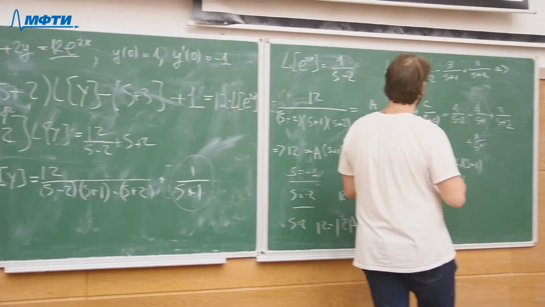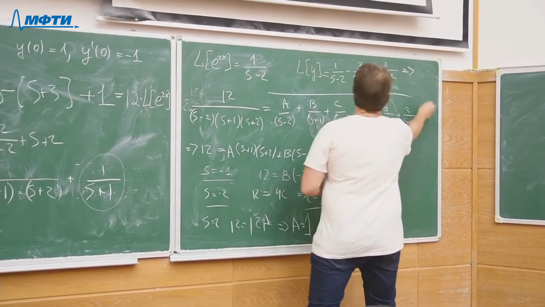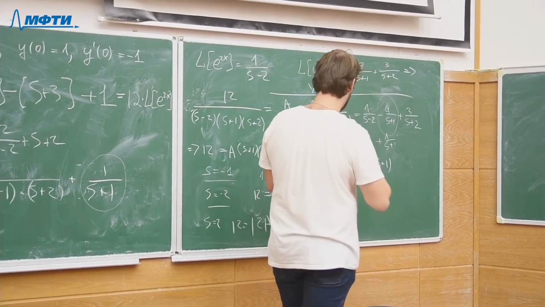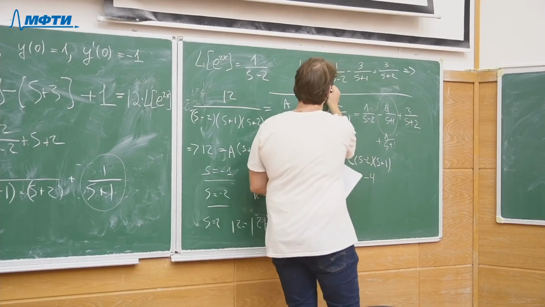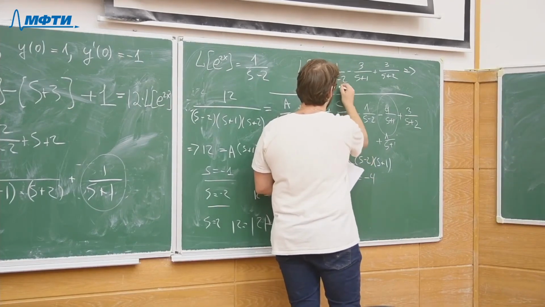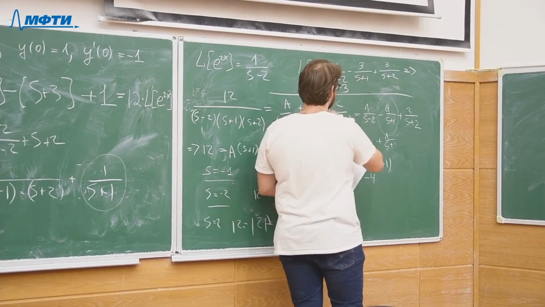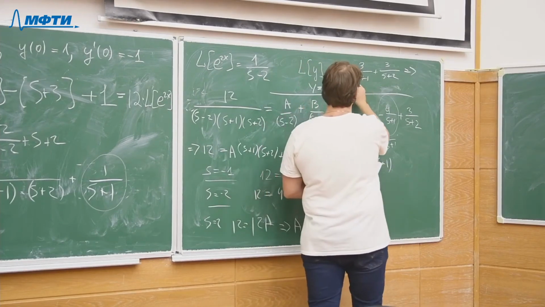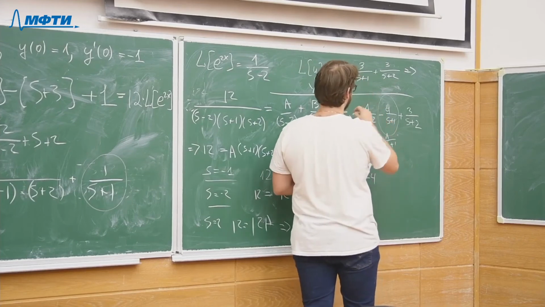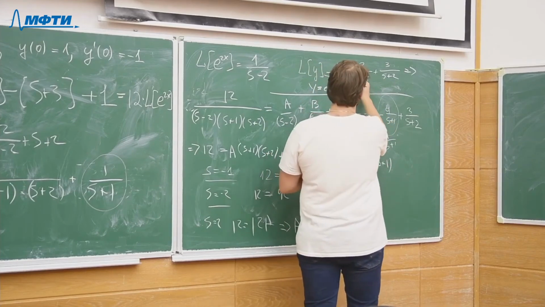Next, we must use this table to find the inverse. To recover the function y, we know the Laplace transform of y, and we want to go back to x. Three is minus three. E plus 2, 1 is going to be e to the x. Oh yeah, because it's negative, you should change the sign. Minus x like here.